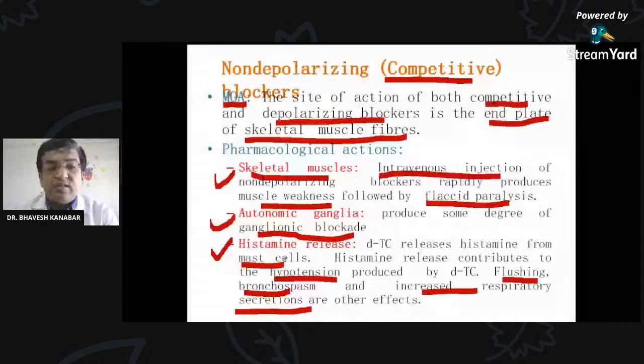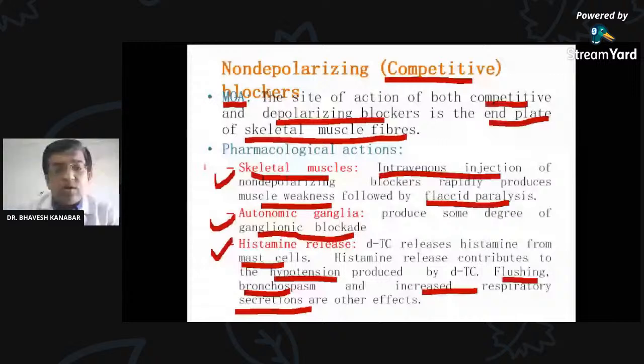And this we consider as the side effect of the skeletal muscle relaxation. Because of the histamine release, there is flushing, there is bronchospasm, increased respiratory secretion, and hypotension. So until now, we have discussed action on skeletal muscle, autonomic ganglia, and histamine.